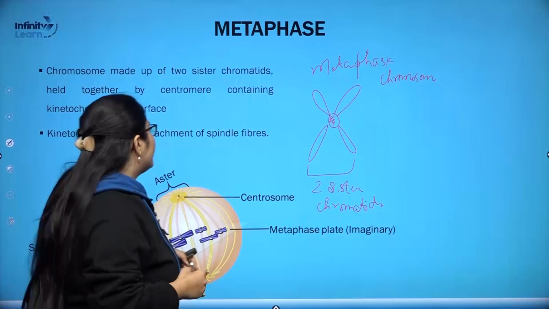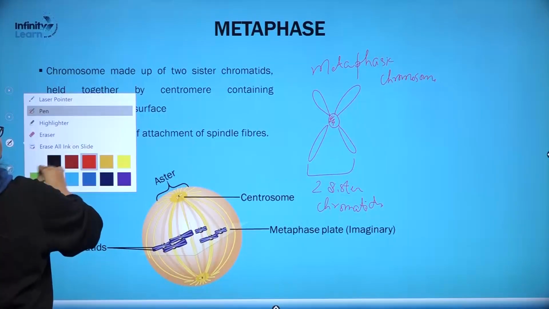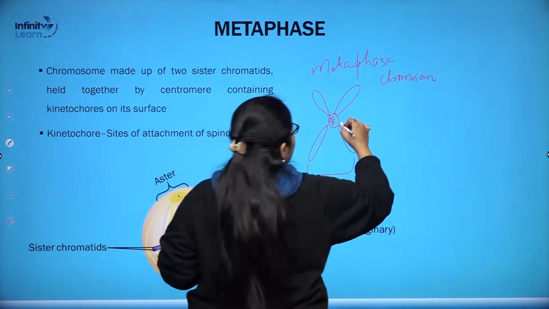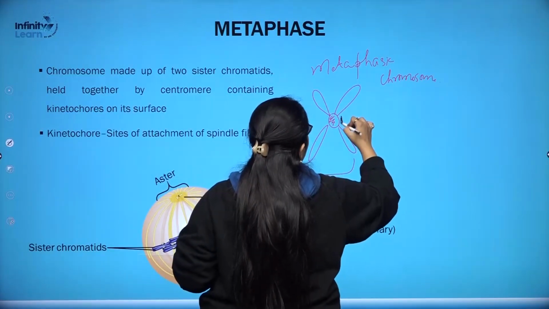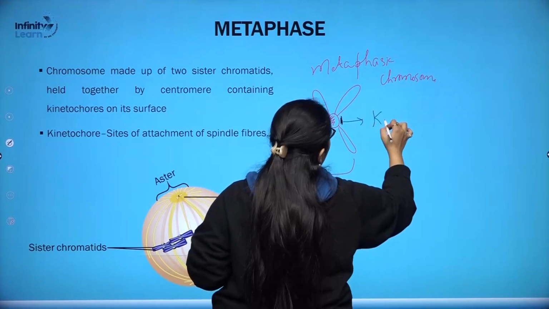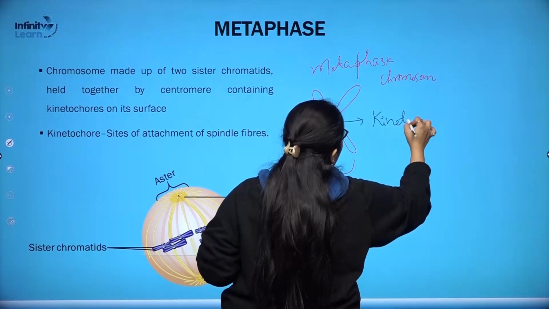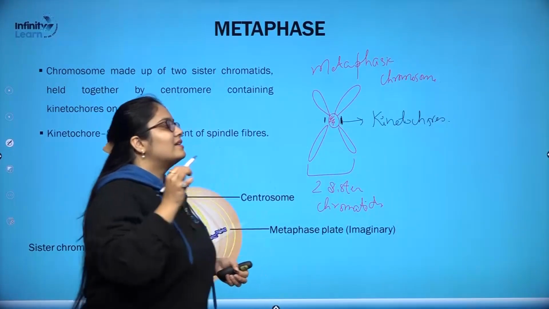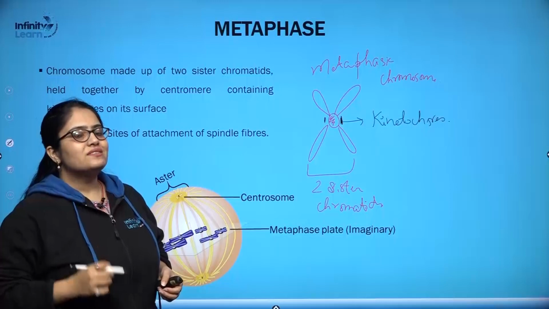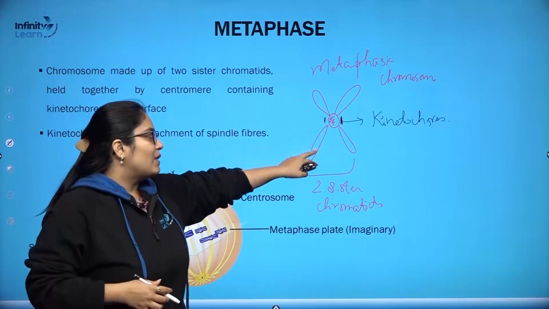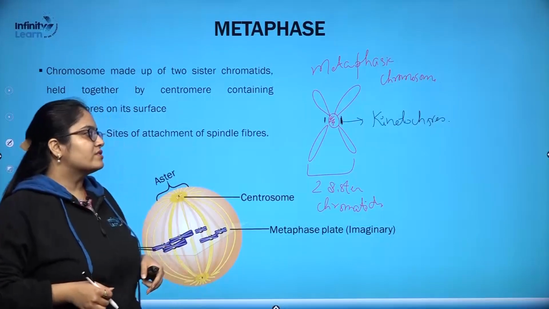Now on the surface of the centromere, there are, my dear students, disc-shaped structures known as kinetochores. So what are kinetochores? Kinetochores are the disc-shaped structures which are present on the centromere, and the centromere is the primary constriction which is holding the two sister chromatids.